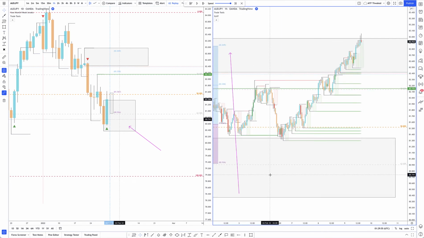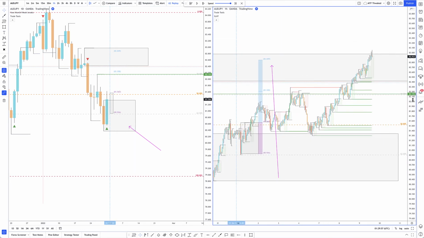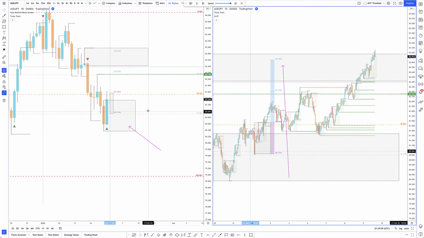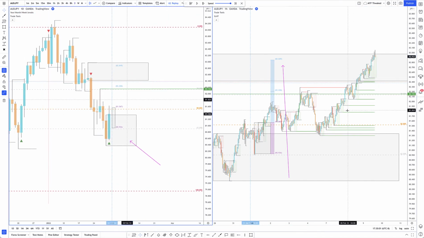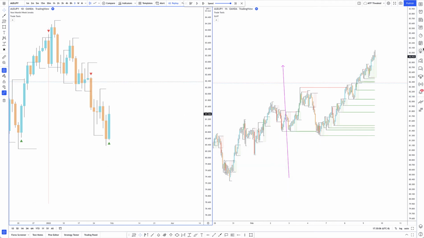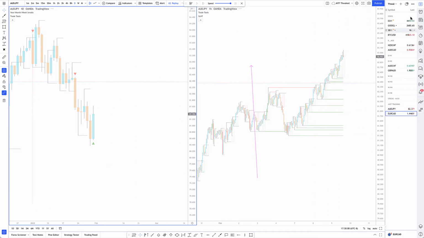Now, while I show you a successful signal, I also want to show you a signal that does not work, and also the rules that we just defined for ourselves can help us understand why the signal would not work.